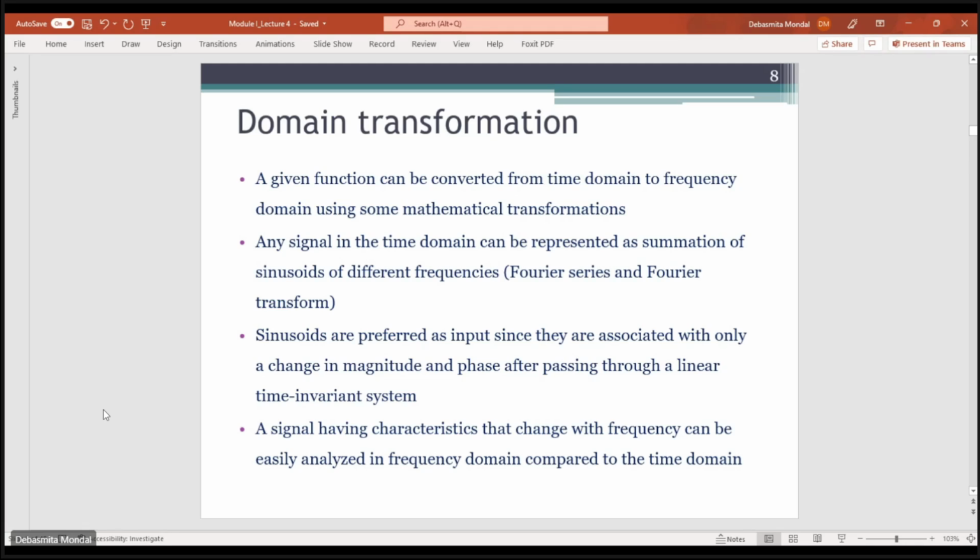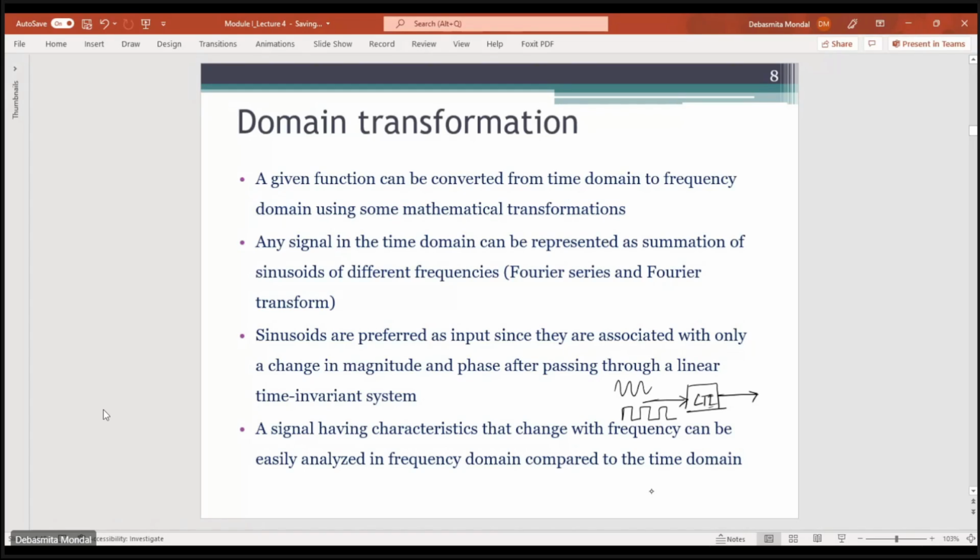Now, why do we prefer sinusoids? Let us say you have some linear time invariant system. You have your input and your output. You can have a sinusoidal input to this system, you can have a square wave input, you can have multiple types of input. But we prefer a sinusoid because when a sinusoidal signal passes through a linear time invariant system, at the output only the magnitude and the phase of the signal will change.